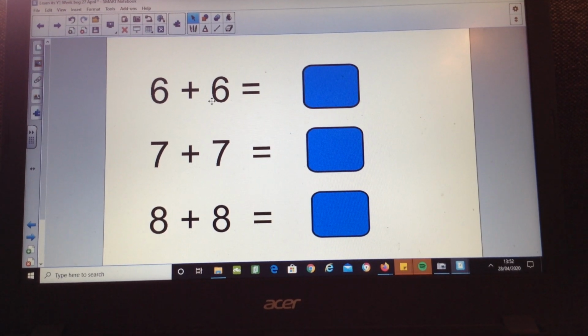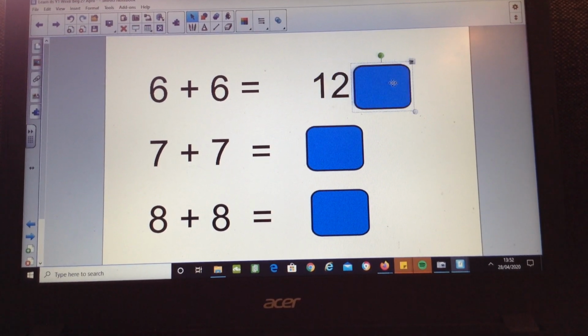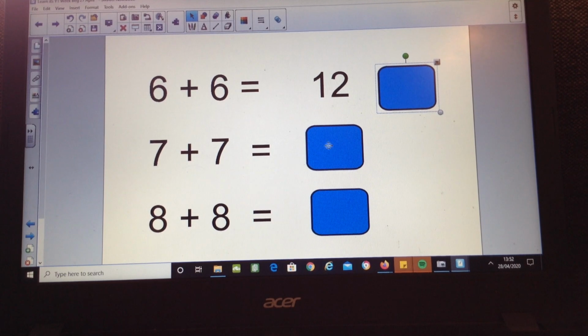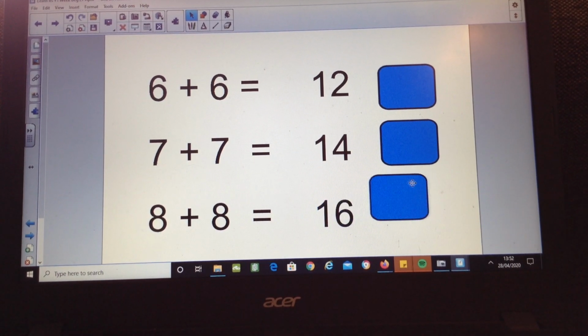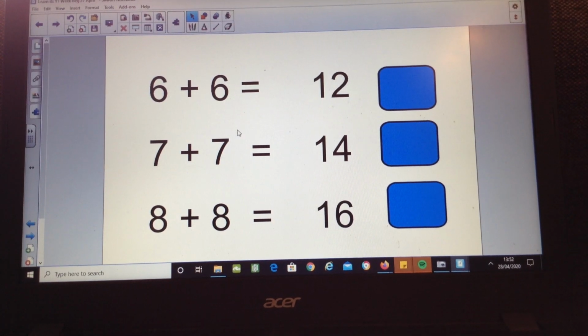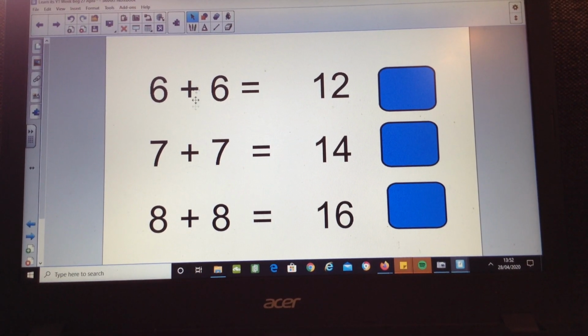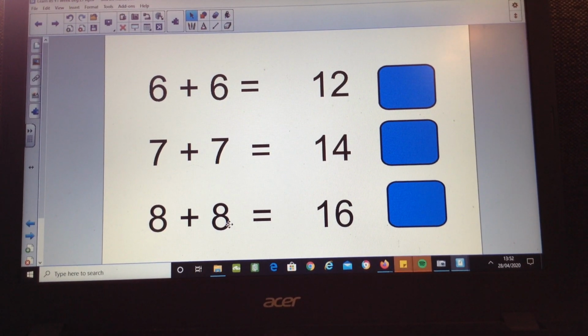Now let's just have a look at that again. We've got them in order here. 6 add 6 equals 12. 7 add 7 equals 14. 8 add 8 equals 16. So let's look at that pattern. 6, 7, 8. They're in order, aren't they? What about on this side? 12, 14, 16. Can you notice anything about that pattern? Well, it's the 2s pattern, isn't it? They're even numbers. They're multiples of 2.